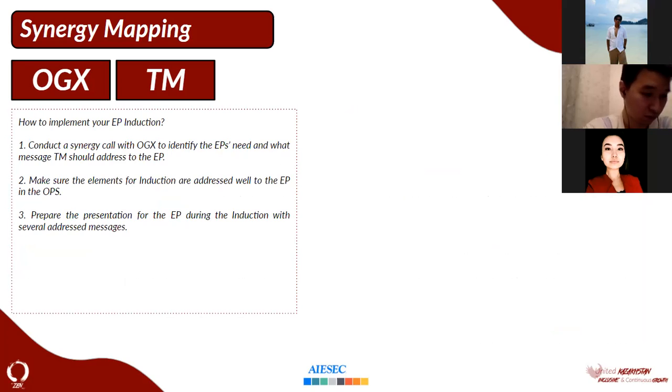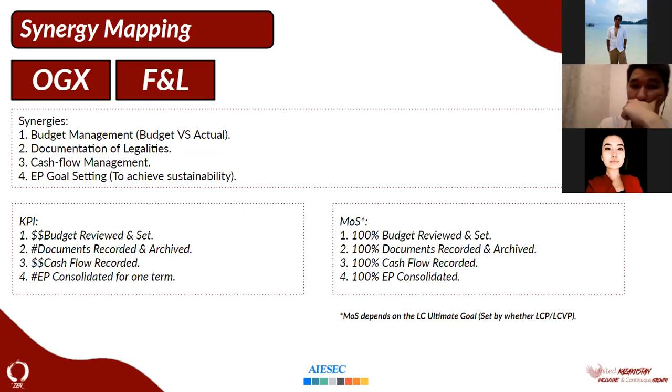So for OGX TM again, for EP induction, firstly, conduct the EP induction. First, conduct a synergy call with OGX to identify the EP's needs and what message TM should address to the EP, for example in OPS. TM needs to understand what they need to deliver to the EP before they go abroad, or maybe do some projects. Second, make sure the elements for induction are addressed well to the EP in the OPS. Thirdly, prepare the presentation for the EP during the induction with the several messages to address.